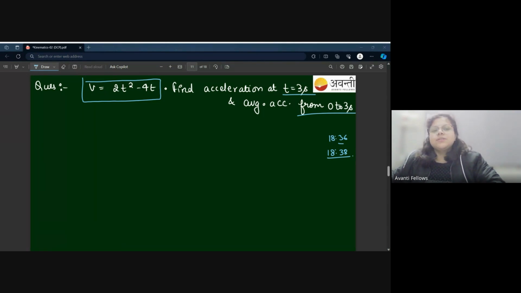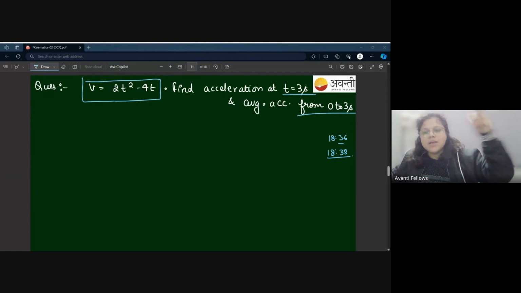So the question goes like this. You have a relation between velocity and time. You need to find out the acceleration at t equals 3 seconds. That is your first part. In the second part, you need to calculate the average acceleration from 0 to 3 seconds. So here you have two types of acceleration that you need to calculate. First is instantaneous and the other one is average acceleration. Keep in mind always that whenever you have a duration, you will go with the average. Whenever you have an instant, you will go with the instantaneous physical quantities. Is that okay, Rehana?